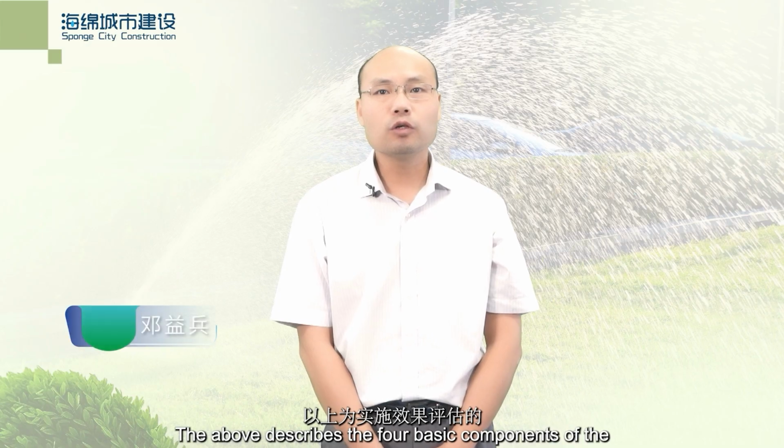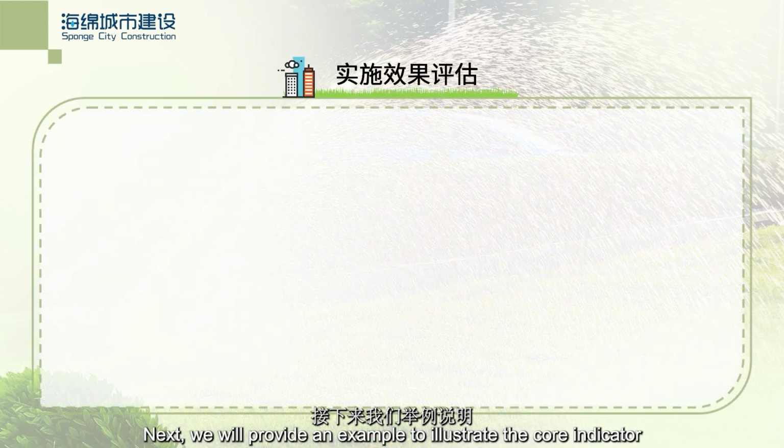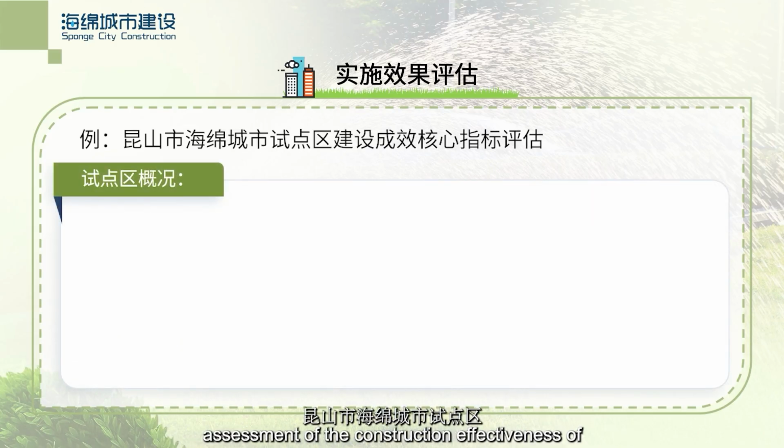The above describes the four basic components of the implementation effect assessment. Next, we will provide an example to illustrate the core indicator assessment of the construction effectiveness of the Sponge City pilot area in Kangshan.